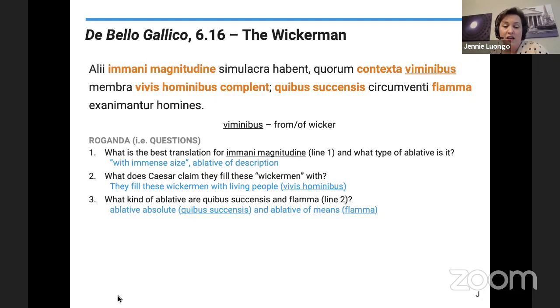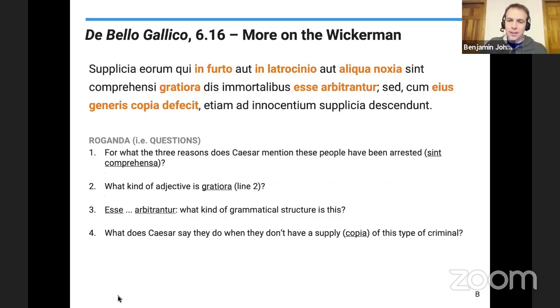So finally, quibus succensis, with these set on fire. Homines, men, circumventi, surrounded, flamma, by flames, or sorry, by flame, singular would be a better literal translation. Exanimantur, they're killed or they die. So quibus succensis is one of those ablative absolutes we've been talking about, and surrounded by flame is an ablative of means.